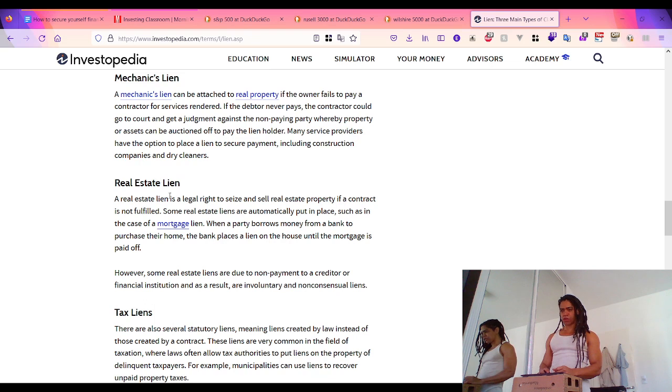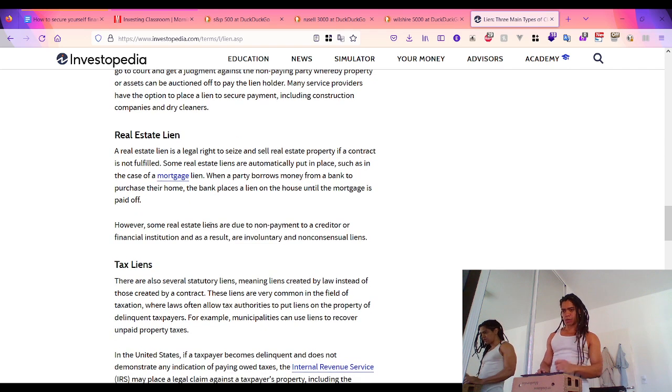Real estate lien. A real estate lien is a legal right to seize, own, and sell real estate property if a contract is not fulfilled. Some real estate liens are automatically put in place, such as in the case of a mortgage lien. When a party borrows money from a bank to purchase their home, the bank places a lien on the house until the mortgage is paid off. However, some real estate liens are due to non-payment to a creditor or financial institution, and as a result, are involuntary and non-consensual liens.